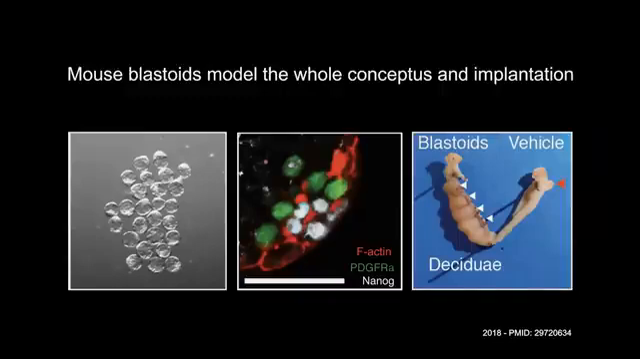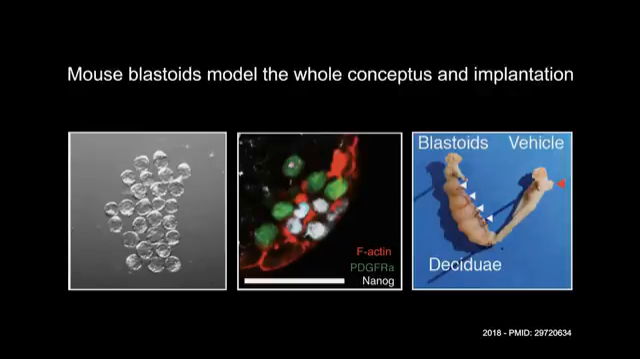This was quite an exciting time when we published this in 2018, because for the first time we had a model of the full conceptus. We had a model that represented both the embryonic and all the extra-embryonic compartments. And beyond the morphology, those blastoids form analogs of the 3 lineages.